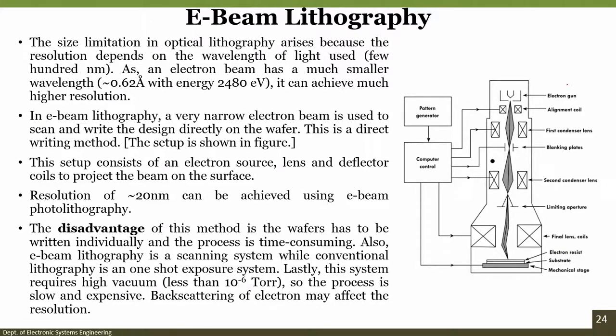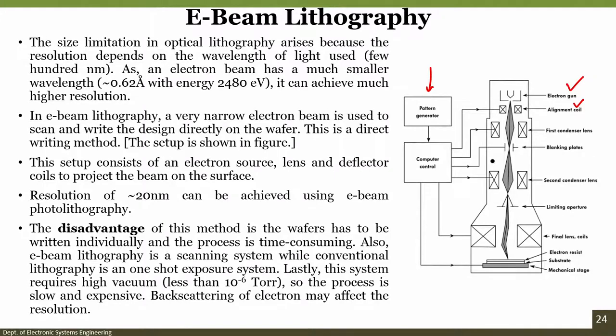The top one is the electron beam gun, from which the electrons are emitted, and then there is an alignment coil, then a first condenser coil, and finally blanking plates to further send the electron beam through. Then a second condenser lens, then limiting apertures through which the electron beam will pass, and finally a lens and coils that help the electron beam to move or deflect. And then there is a pattern generator, and of course everything is controlled by a computer. So this is how the electron beam system looks.